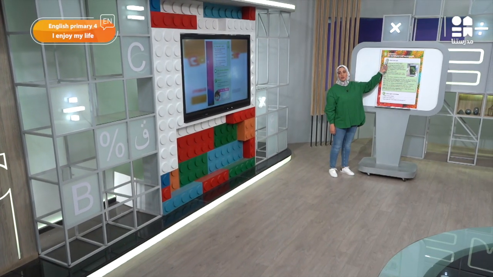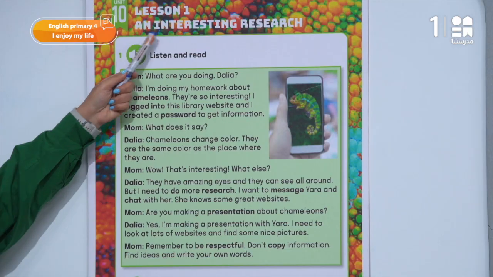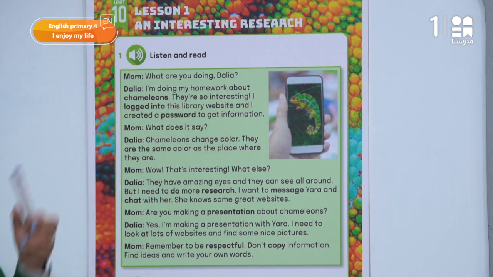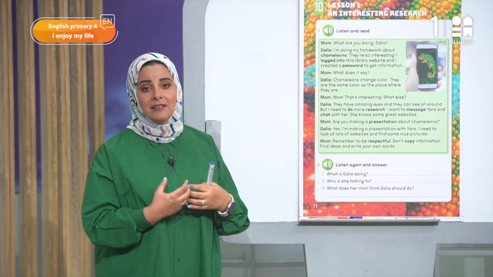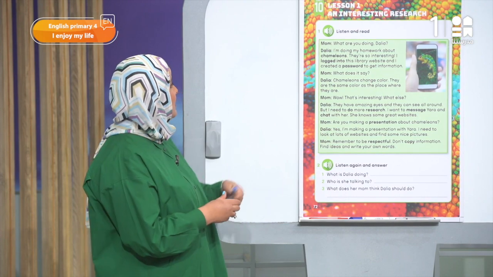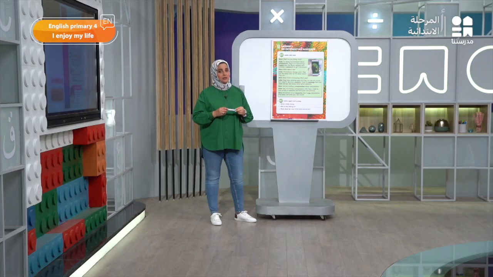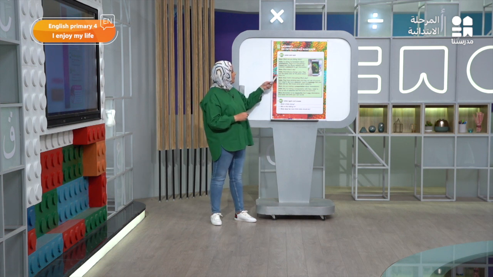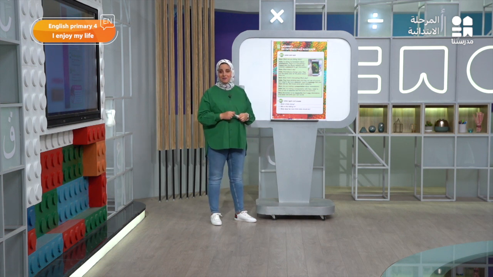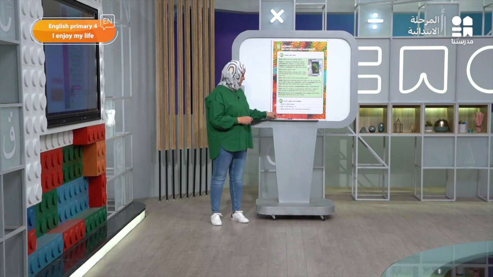Unit 10, Lesson 1. An interesting research. We will do research about something very interesting. Number one, listen and read. We are going to listen to an audio and we are going to read the text. So let's listen to the audio.